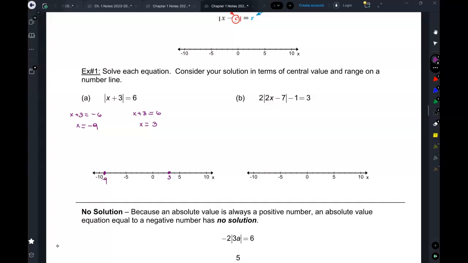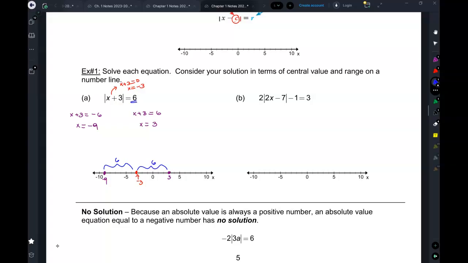What number is smack in the middle of those two purple dots? Well, that is negative 3. Okay, now can we find negative 3 in our equation? Of course we can. If you take the x plus 3 here, set it equal to 0 and solve, you get x equals negative 3. That's the central value, negative 3. Now, how far is negative 3 from each of the points? 6 units, and that's that number right there.